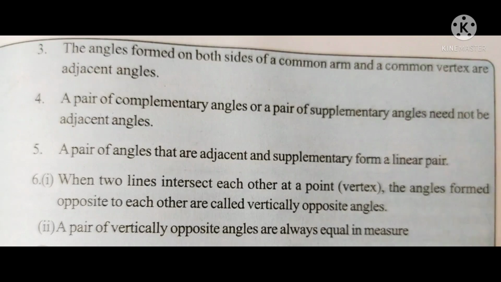Third point: the angles formed on both sides of a common arm and a common vertex are adjacent angles. Fourth point: a pair of complementary angles or a pair of supplementary angles need not be adjacent angles.